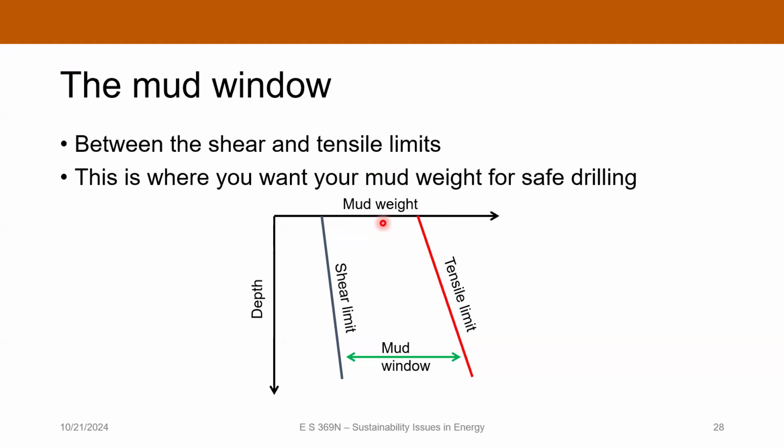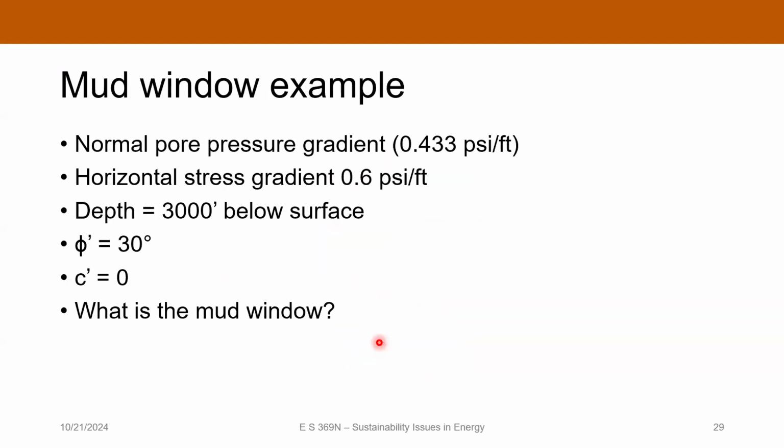That's what we call that. And then we see what the range is between those, and that's called the mud window. So let's do a mud window example here so you get the idea. We talked about pressures and pressure gradients in the context of capillary seals in the previous unit on CO2 storage.